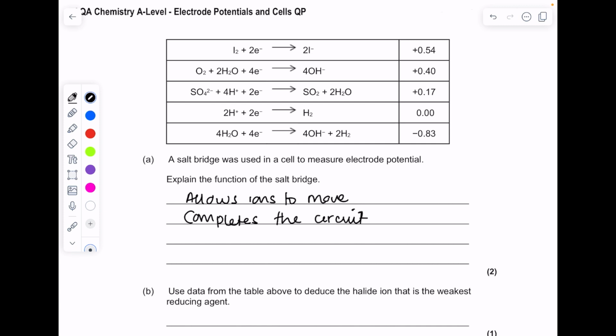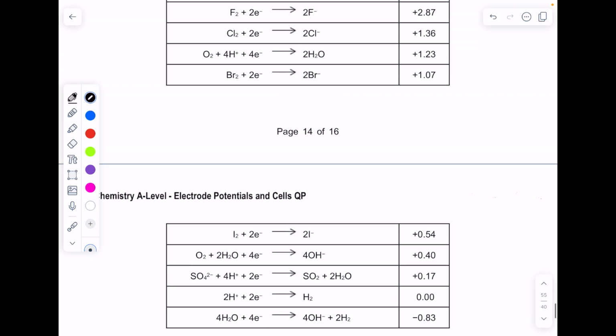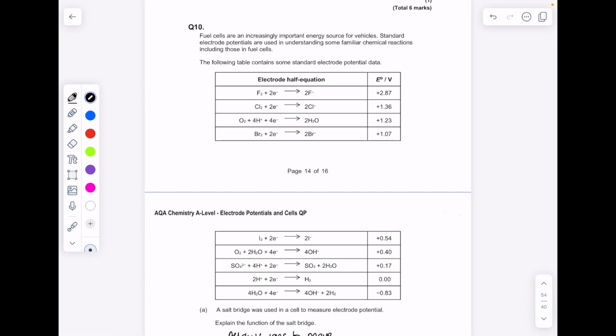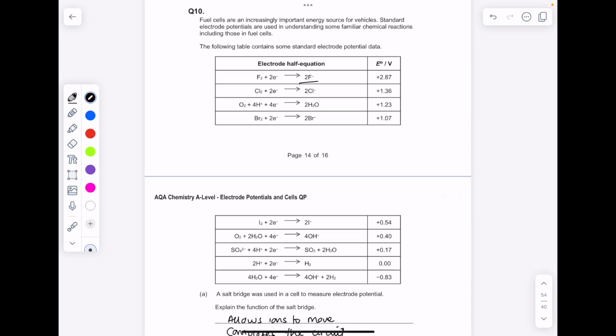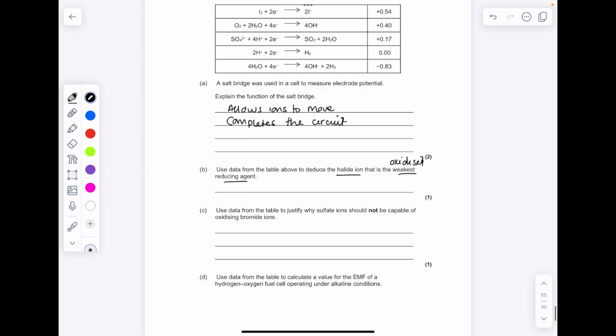Use data from the table to deduce the halide ion that is the weakest reducing agent. So it's oxidized. We need the one which is least likely to be oxidized, so the one with the highest E theta value. Let's look at all these values. Because it's being oxidized, remember we need to look at the right-hand side, so that's why it's the fluoride ion, which makes sense, it's a halide.